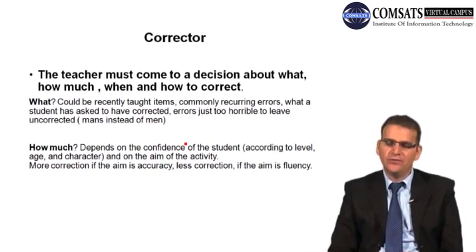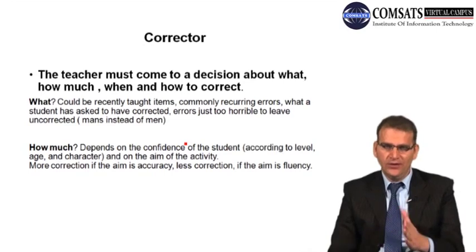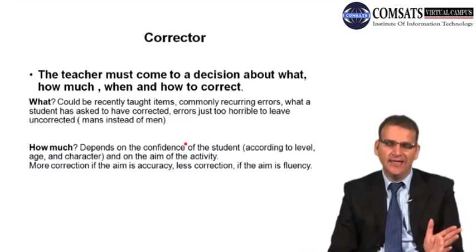So the teacher must come to a decision about what, how much, when and how to correct. This is important. Again, it's decision making, of course, about when to correct. Like I talked about earlier, you correct immediately, right? Or you take a pause and then you correct that student silently, or you correct in public.